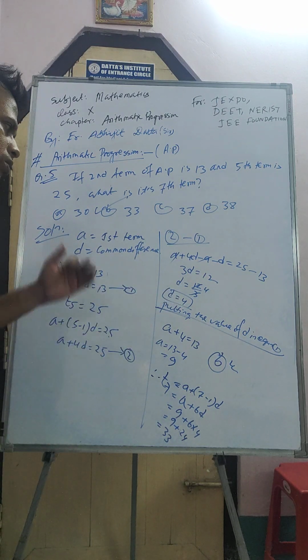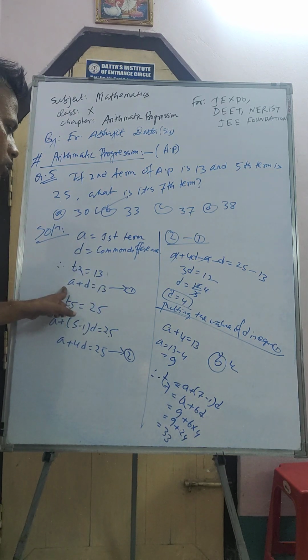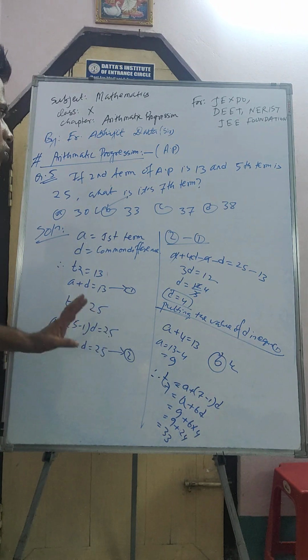Now we put the value of D in equation 1. Then we will get A plus 4 equals 13, that is A equals 9. Now we have to find out the seventh term.